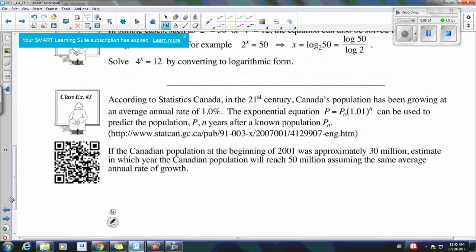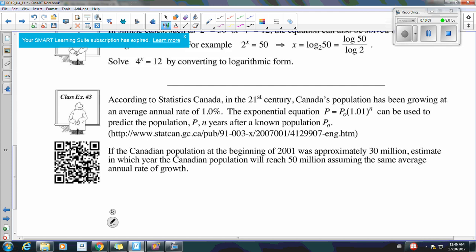So how is this useful to us? So here's an example. According to Statistics Canada in the 21st century, Canada's population has been growing at an average rate of 1%. The exponential equation P equals P naught times 1.01 to the n can be used to predict the population P n years after a known population. If the Canadian population at the beginning of 2001 was approximately 30 million, estimate in which year the Canadian population will reach 50 million, assuming the same average annual growth.